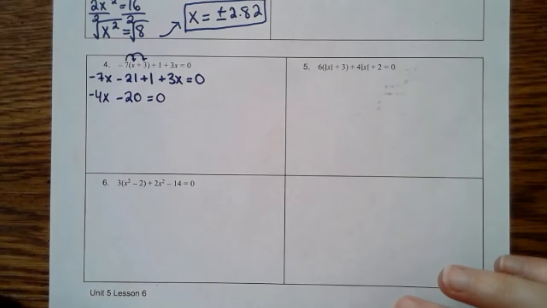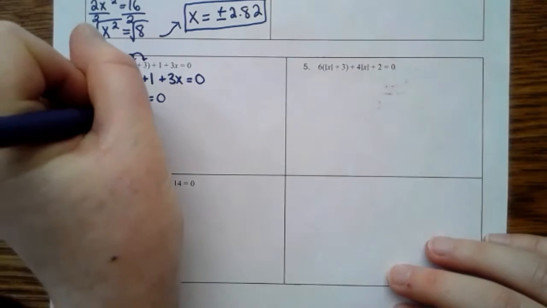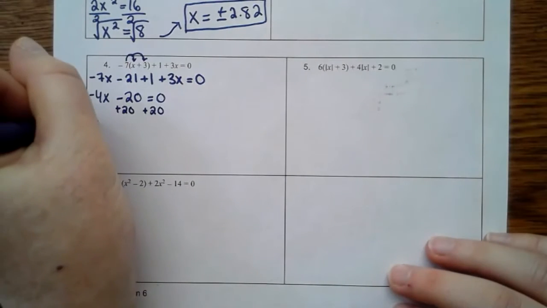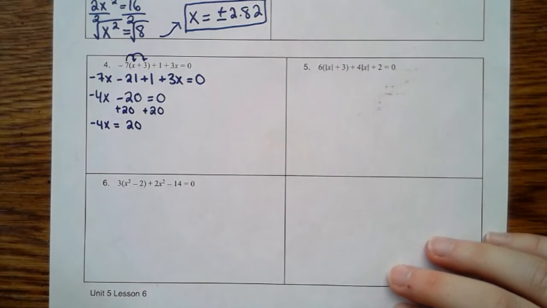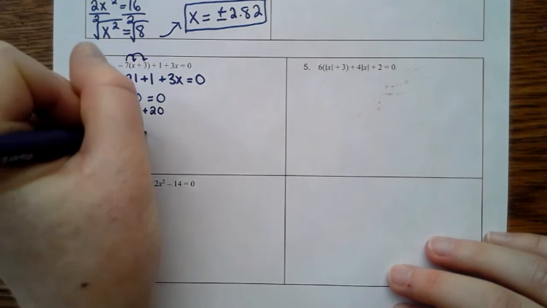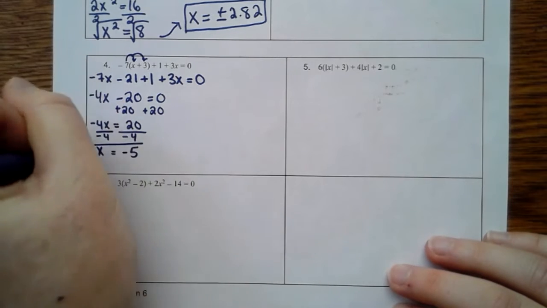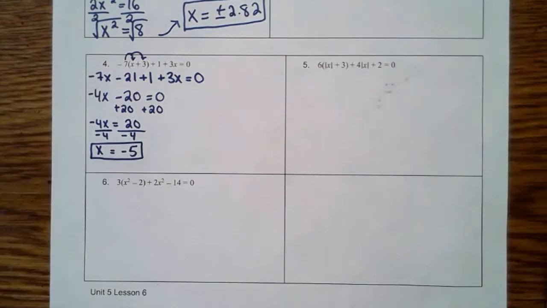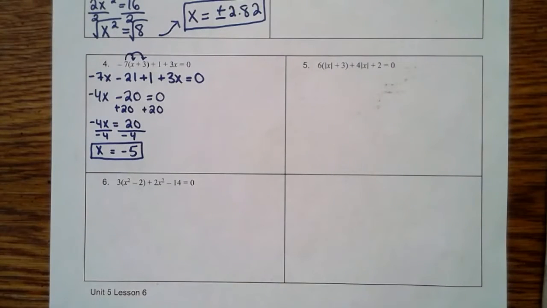So I just combined like terms. I'm going to add 20 to both sides. Negative 4 times x, so I'll get rid of that by division. All done, x equals negative 5. Make sure that your work has some structure and some type of system going on.